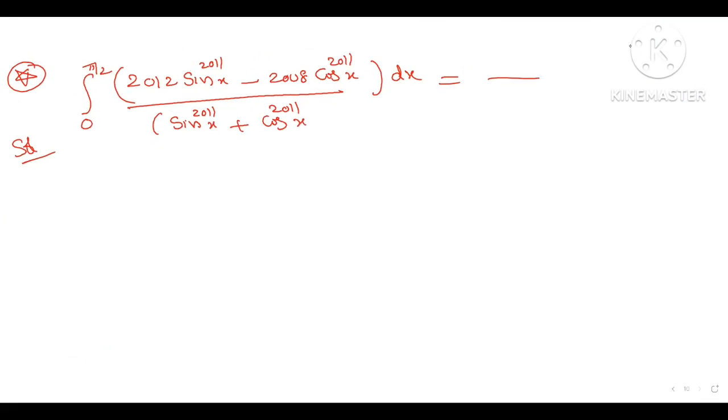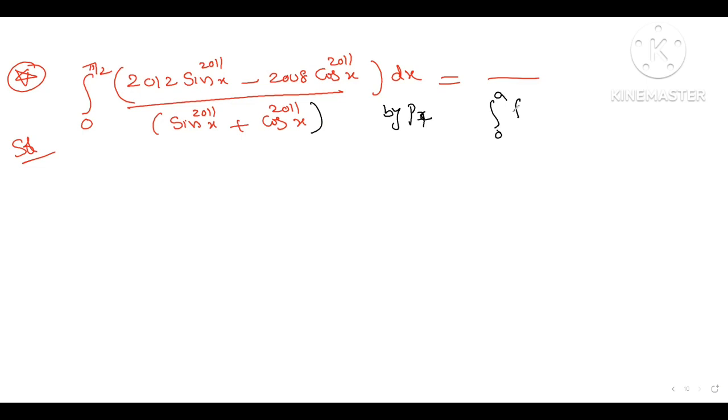Okay, let us go to the next problem. Integral 0 to pi by 2, 2012 sin to the power 2011x minus 2008 cos to the power 2011x by sin to the power 2011x plus cos to the power 2011x. So by using property number 3, property 3 or 4. So what is the property? On replacing, this is the property.